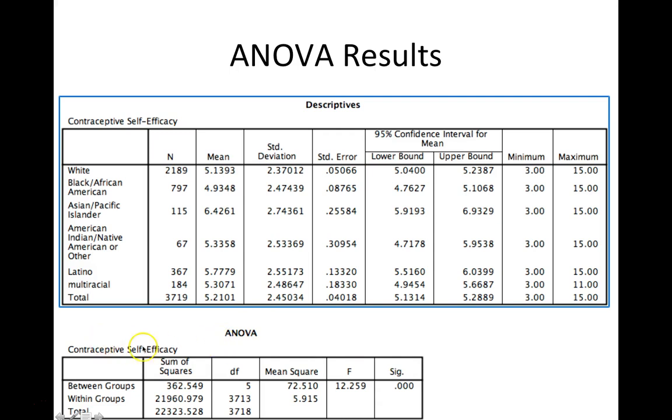Contraceptive self-efficacy is our outcome here, and we have the sum of squares, the between groups and the within group sum of squares, and this is the total. This is these two added together. We see our degrees of freedom here. So this one is 5, and then 37.13 here, and our mean squares here, and then this is our actual F statistic. So 12.259 is the number that we'll report. We'll round that to 12.26. And this is our p-value. So again, this one is one that we'll report as p is less than 0.001. And so what we know here then is p is less than 0.05.